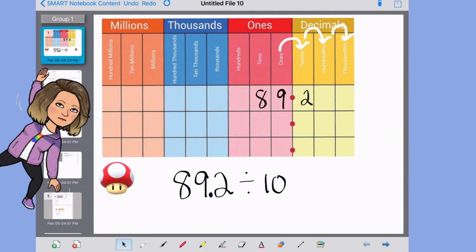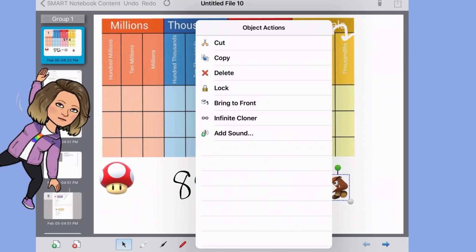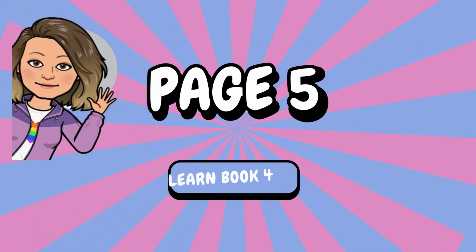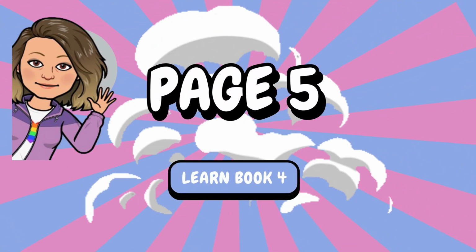They run into the Goomba. Boom, boom, boom, boom, boom, boom, boom. And they go backwards. They get smaller. So, how many place values smaller? Well, 10 tells me that it's just 1 place value smaller. So each one of them goes backwards 1. 8 and 92 hundredths.